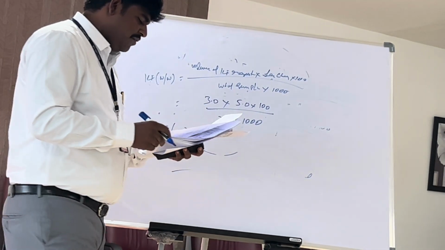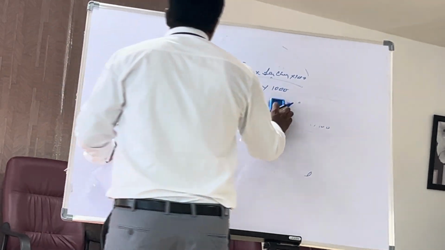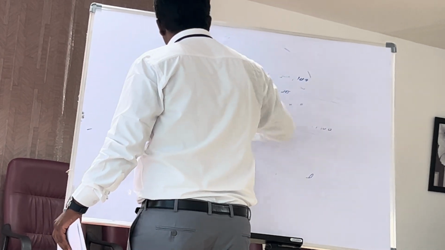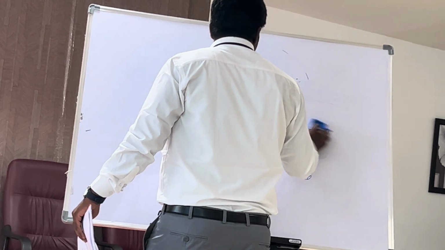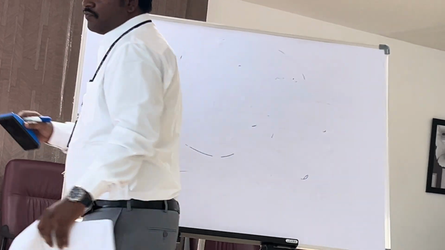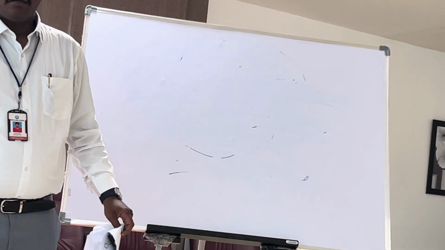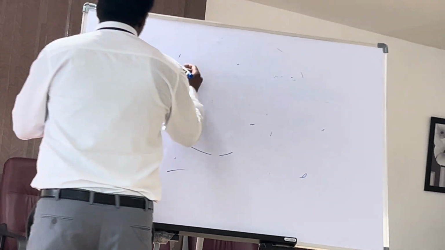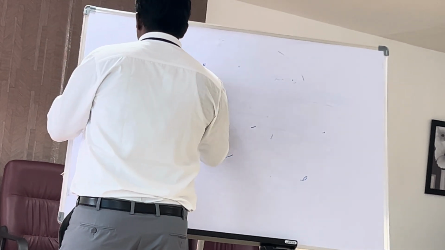This is KF. In a similar way, if you need to determine the LOD, first you need to take the empty crucible and weigh it. We can call the empty crucible weight W1.